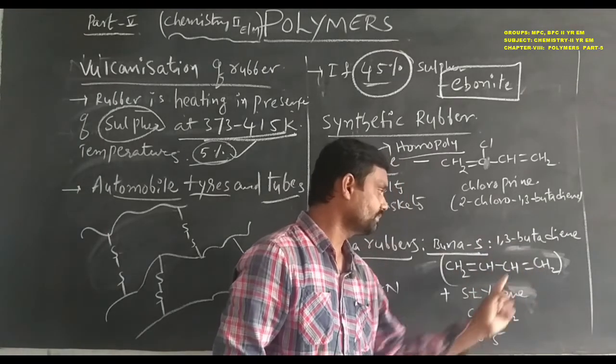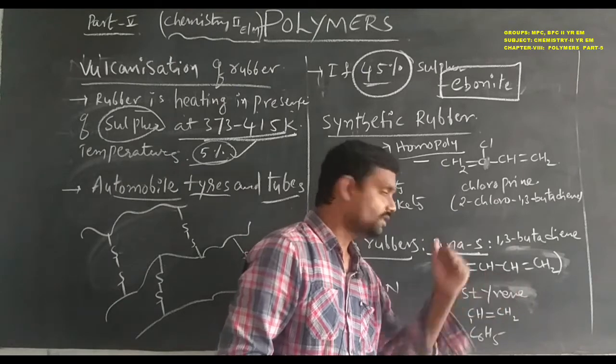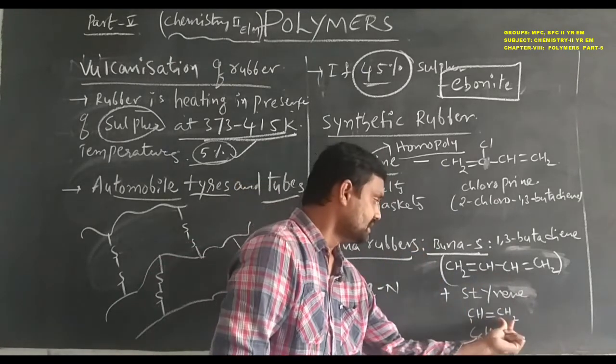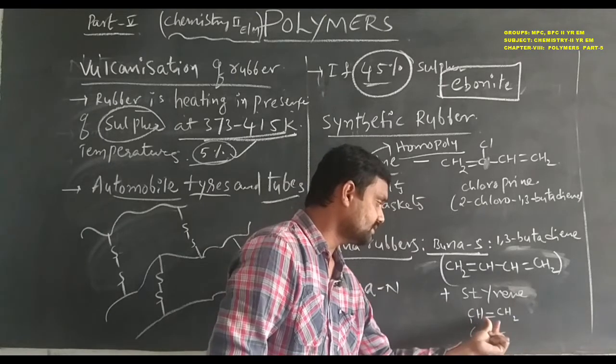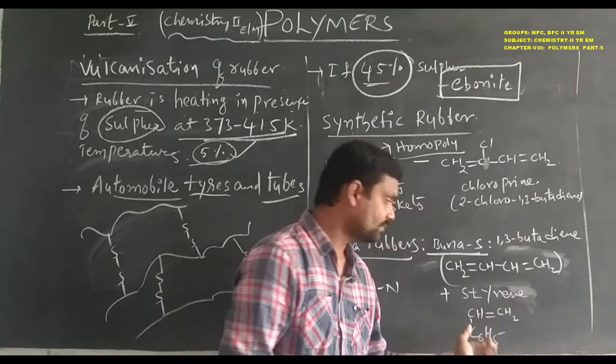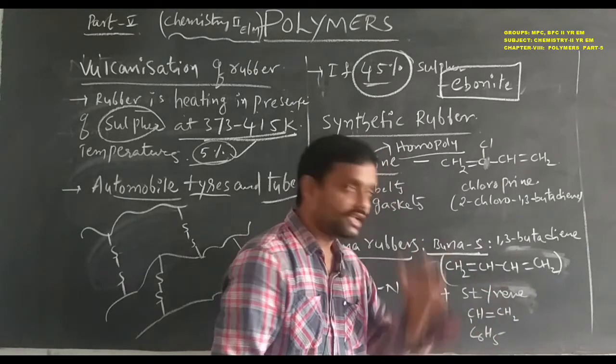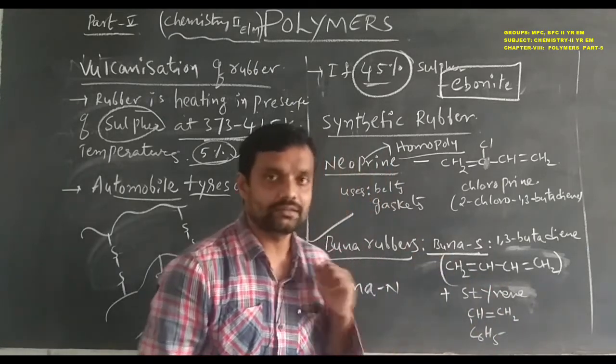Two double bonds are present, at the first carbon and at the third carbon, so 1,3-butadiene. Styrene means C6H5-CH=CH2. It is the formula for styrene. So these are the monomers of Buna S synthetic rubber.